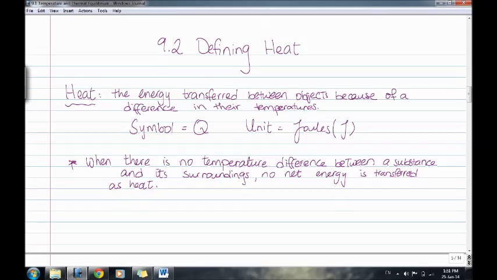What is heat? Heat is the energy transferred between objects because of a difference in their temperatures. The symbol for heat is Q, and the unit is joules. When there's no temperature difference between a substance and its surroundings, no net energy is transferred as heat.